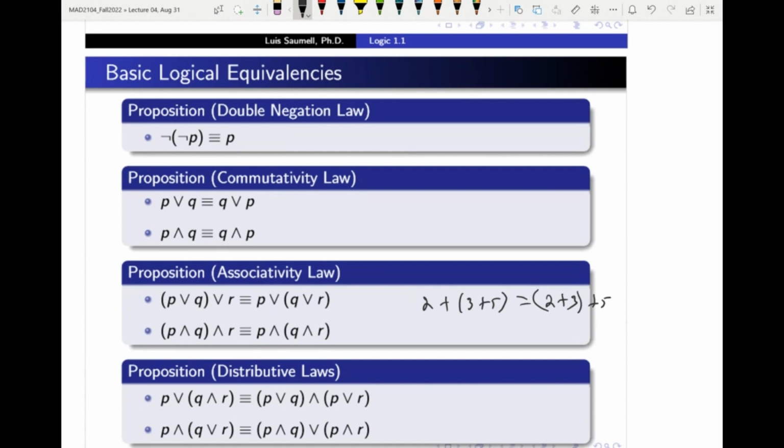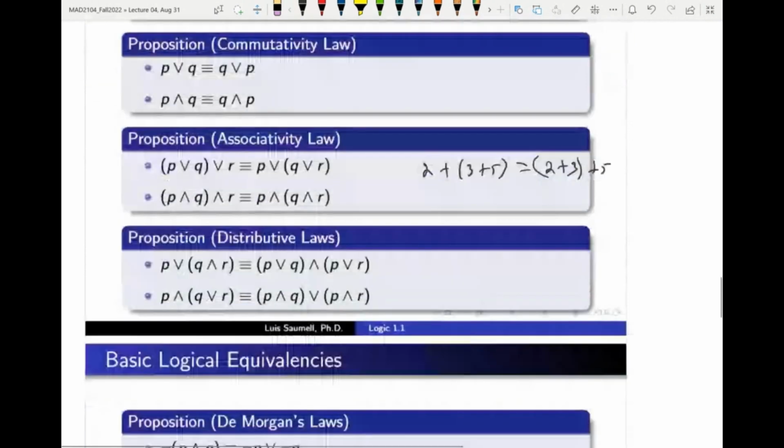We can do the same thing. If you have 3 statements like this with or, it doesn't matter which one you do first. You can do the first 2 and then the result with the last one, or do the last 2 and then the result with the first one. Notice that the operation is the same, it's just or, okay? Same thing with and, okay? When there is a mixture, then you have to follow whatever the parentheses say. But this is called the associativity property. Let me keep that one.